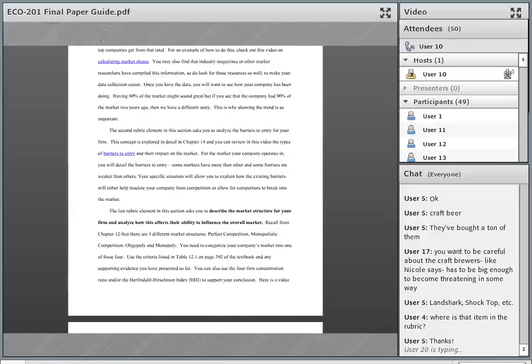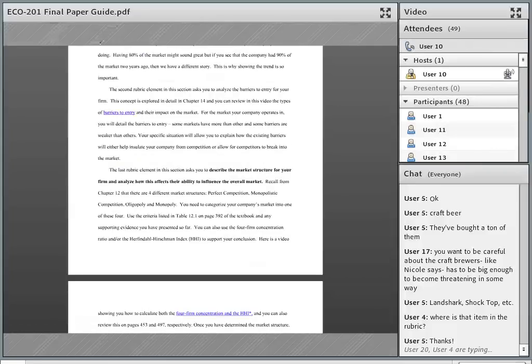Rob, this is the second element under the overall market section, barriers to entry. And we only have a few minutes left. I'm sorry we didn't get through quite everything yet. We can take hopefully a few extra minutes. I know this is a long one, and you guys have had great questions.